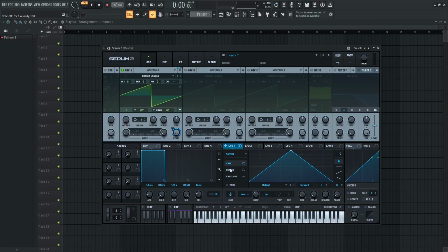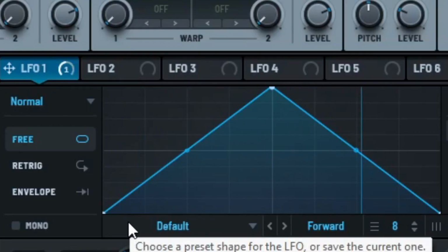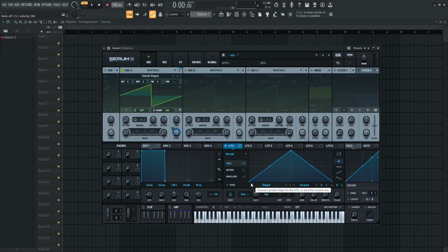Free-running, on the other hand, doesn't care about whether or not there's a note playing. It's just gonna keep on oscillating in the background. And I let go. You can see I let go of the note and then I play the note again. It did not go back to the beginning of the LFO. There was still sound playing. You can see the blue line is not being sent back to the beginning.